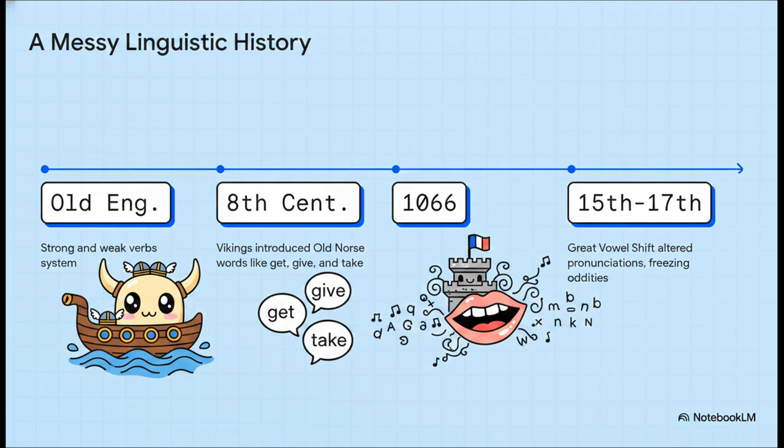Finally, right between the 15th and 17th centuries, we experienced the Great Vowel Shift. People completely changed how they pronounced their long vowels. But, and here's the kicker, they didn't change how they spelled the words. This massive phonetic upheaval froze all these historical quirks in place, leaving us with the glorious, chaotic mismatch of spelling and pronunciation we have today.